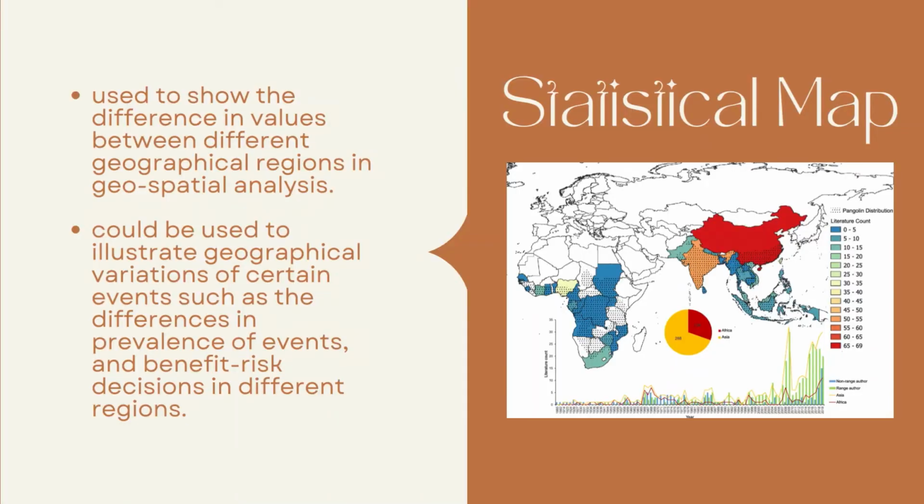Last but not the least, statistical maps. They're used to show the difference in values between different geographical regions in geospatial analysis. Modern statistical graphics include the use of satellite images and street-level views. It could be used to illustrate geographical variations of certain events, such as the differences in prevalence of events and benefit-risk decisions in different regions.